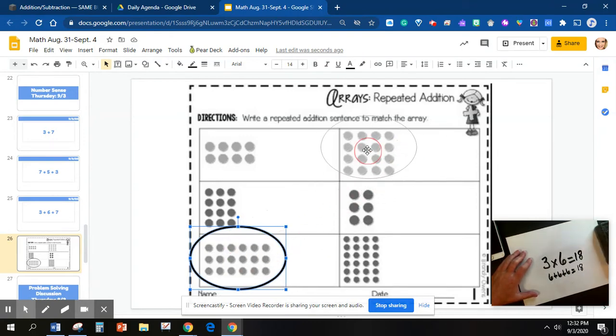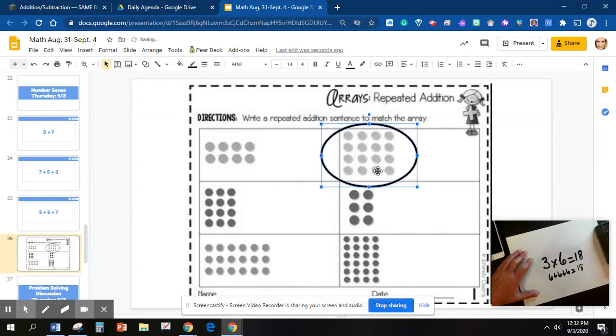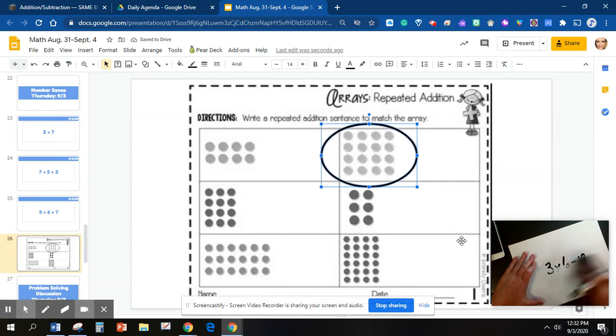Let's move on to this one. How many rows are there? There are 4 rows. How many are in each row? 4. So there are 4 groups of, instead of saying times, let's say groups of. 4 groups of 4 equals what?